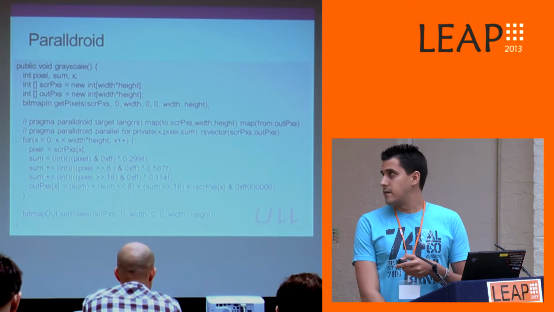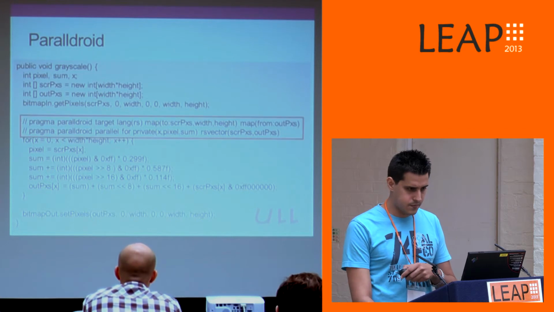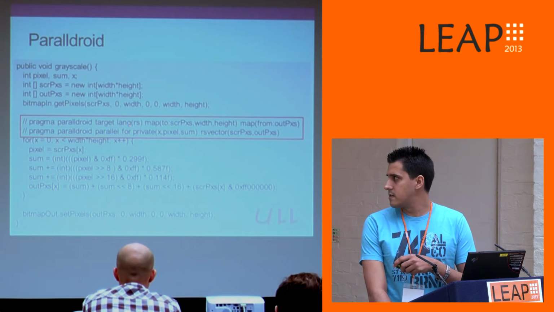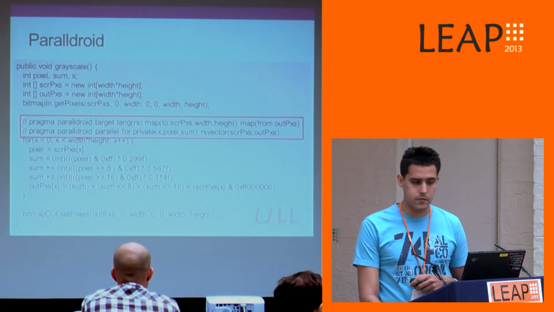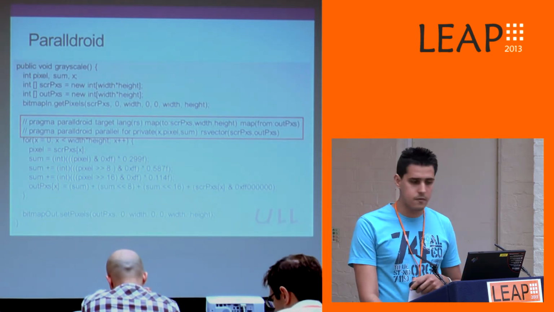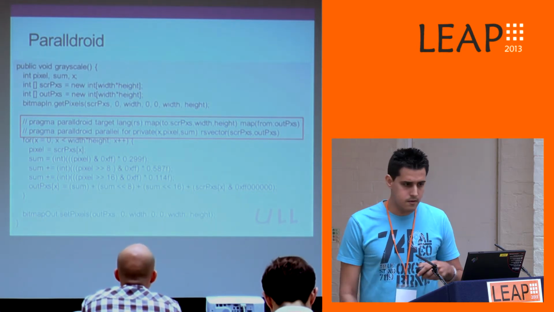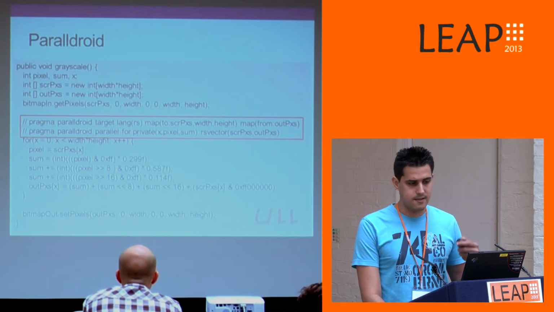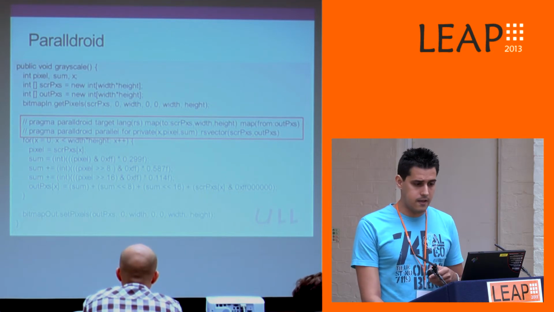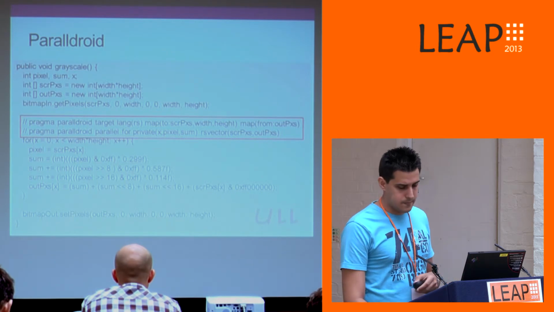To generate Renderscript, we add the directive target, with the clause Renderscript for generating Renderscript, and mapping the variables. And we add the parallel for directive and assign the private variables and the input and output vectors for Renderscript.